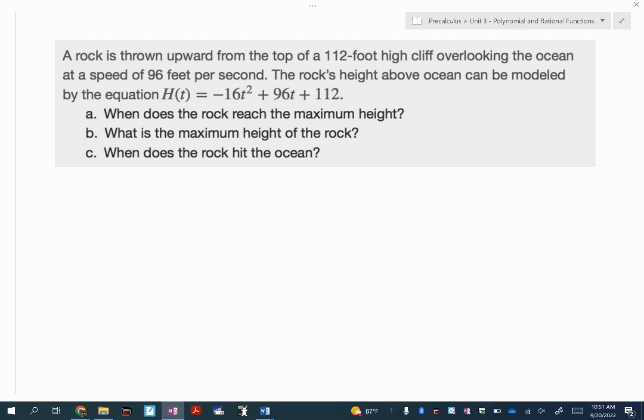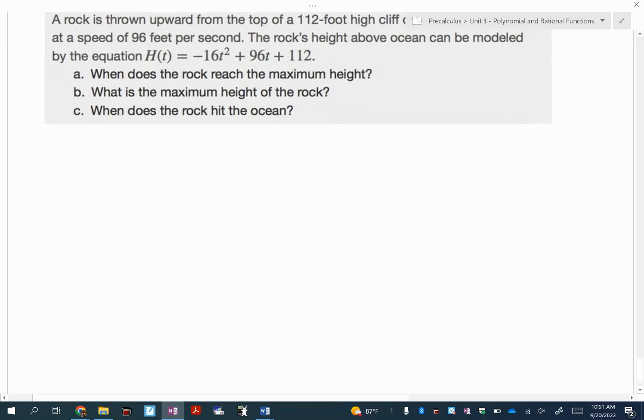Excuse me, in this case, we're throwing, because as one does, a rock upward from the top of a 112-foot cliff overlooking an ocean. It gives us the speed at which you throw it, right? So the rock's height above the ocean can be modeled by the equation, which you'll notice is a quadratic. So we're going to find all three of these things. When does the rock reach the maximum height?